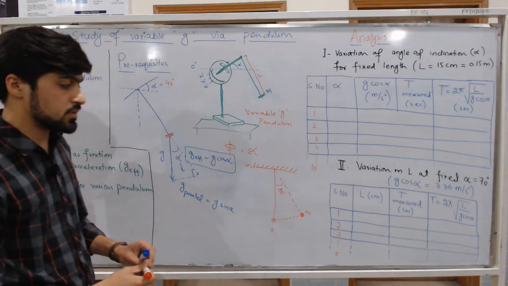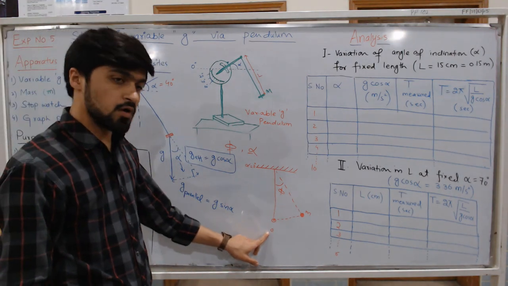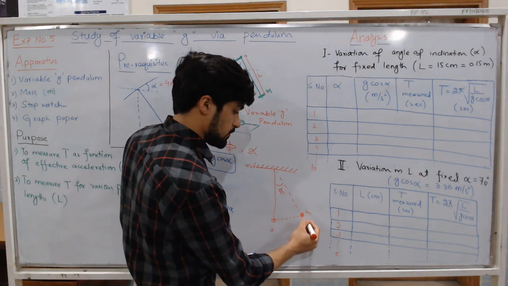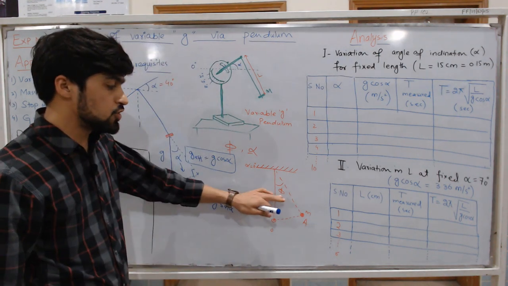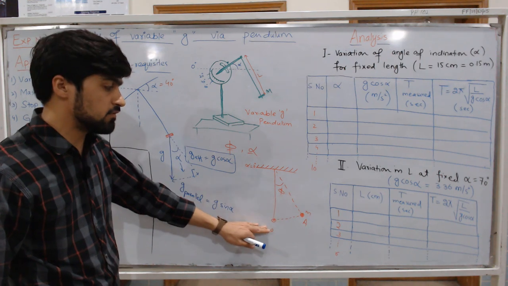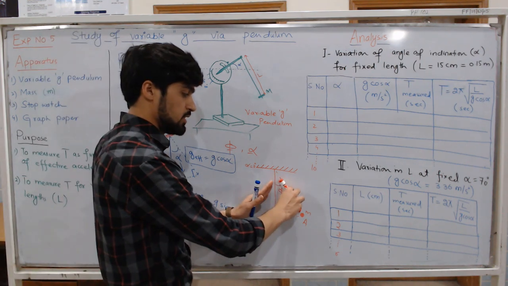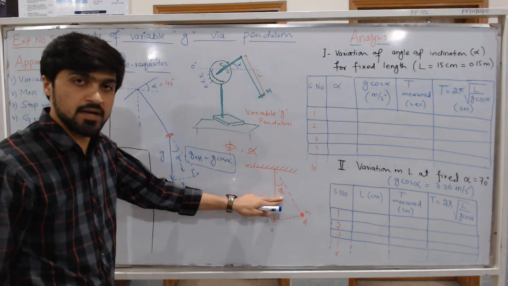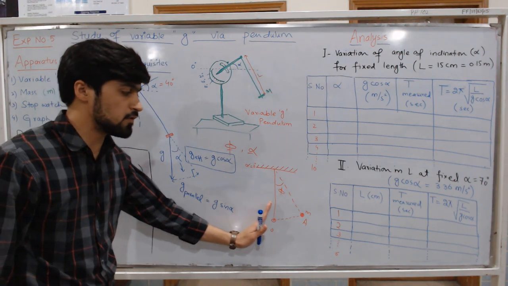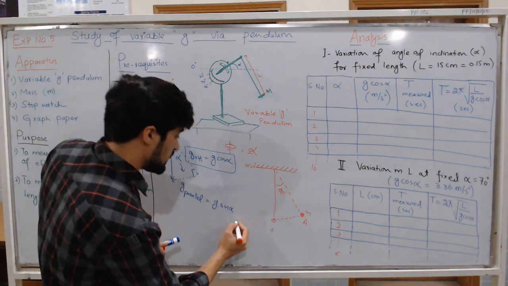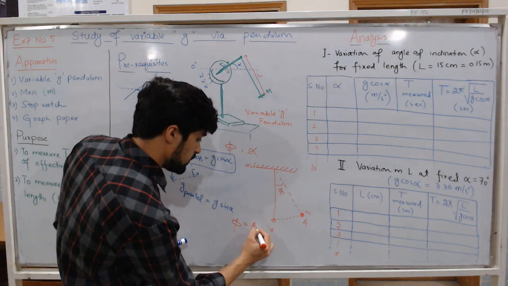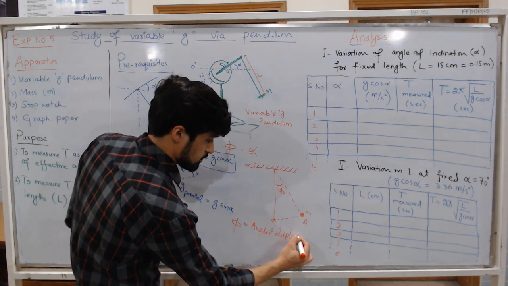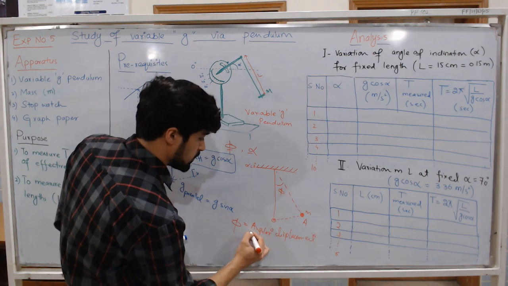So I have disturbed this mass from the mean position to some extreme position, let's say A. So alpha is actually the angular displacement of the pendulum from the mean position. So we are calling this alpha, and this we are calling this phi. Keep in mind, phi is the angular displacement from the mean position.